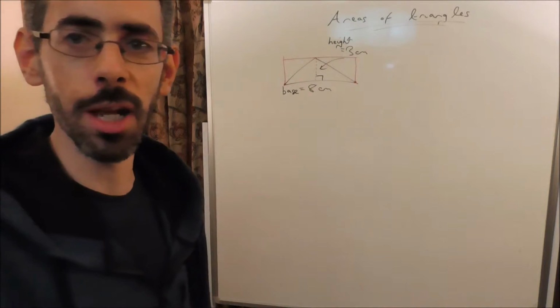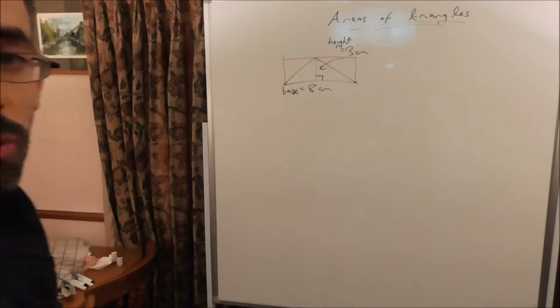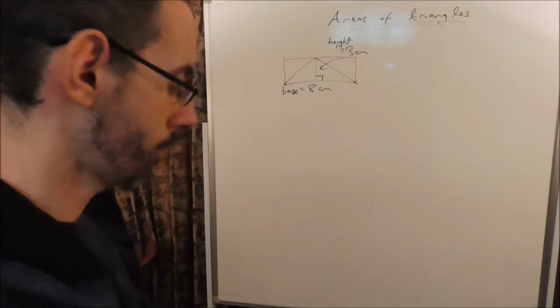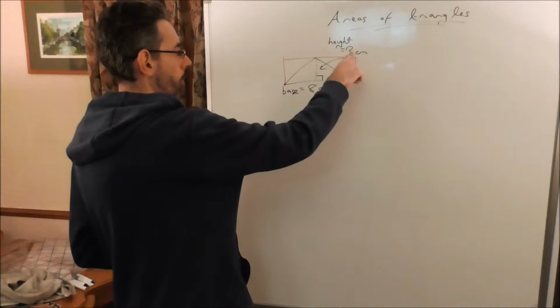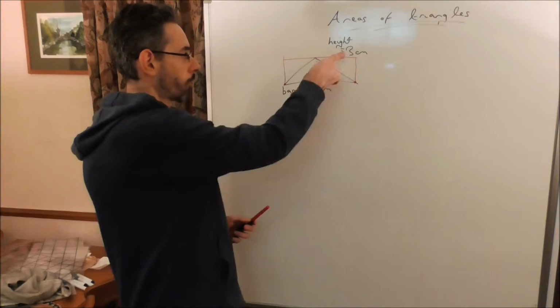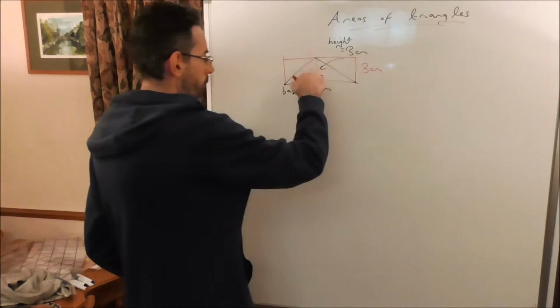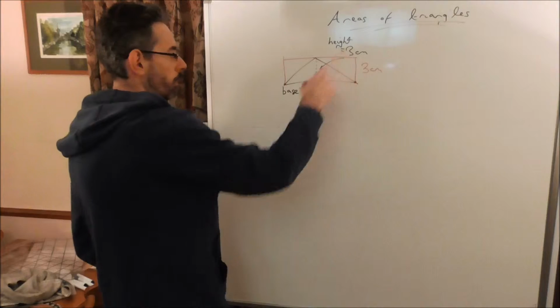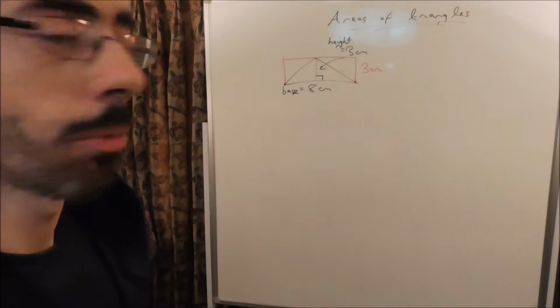So all we need to do is find the area of the rectangle and then just halve the answer. Now to find the area of the rectangle we need to know its length and width. Well, this side is 8 centimetres, but what's this side? Well, it's the same as the dotted line, it's the same as the height of the triangle. Just 3 centimetres, and that's why we need to know this length because it ends up being one of the sides of the rectangle.